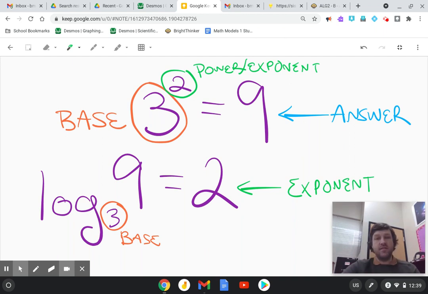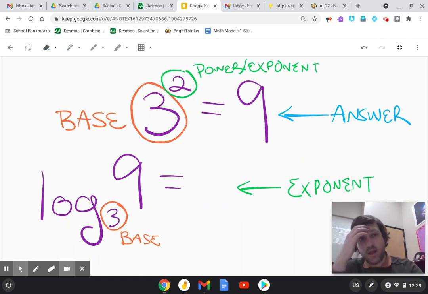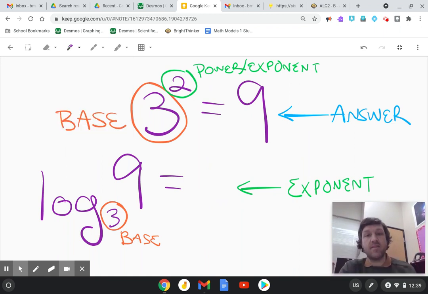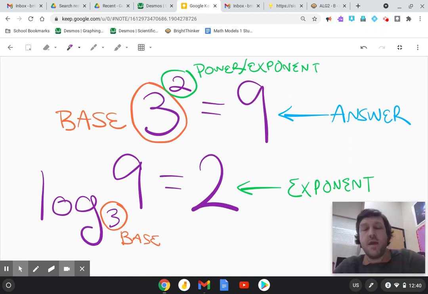In a sense, if I didn't have this 2 here, and I said, what is the log base 3 of 9? I'm asking the question, 3 to what power gives me 9? And we know the answer is 2. So this is what logarithms are. They're the inverse of exponential functions.